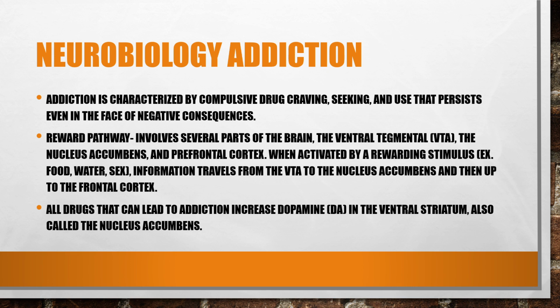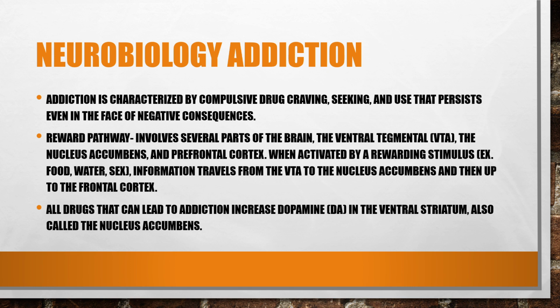So the reward pathway is the part of the brain that we theorize has a relation to addiction. The reward pathway involves several parts of the brain: the ventral tegmental area, or the VTA, the nucleus accumbens, and the prefrontal cortex. When activated by a rewarding stimulus, for example food, water, sex, and so forth, information travels from the VTA to the nucleus accumbens and then back up to the frontal cortex. So maybe there's something rewarding that is activating that part of the brain that makes you want to come back or use that same substance.